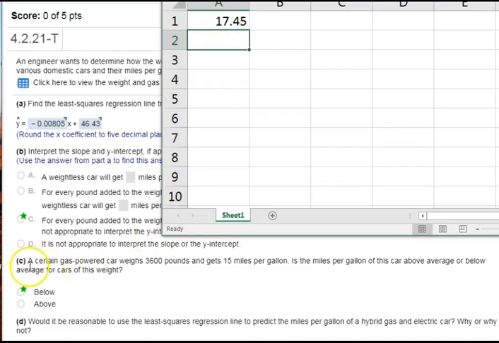And so part C is asking, for this particular car only gets 15 miles per gallon. Is that above or below this average that we expect based off of the regression line? And since 15 is less than that value, this particular car is below average for cars that weigh 3,600.